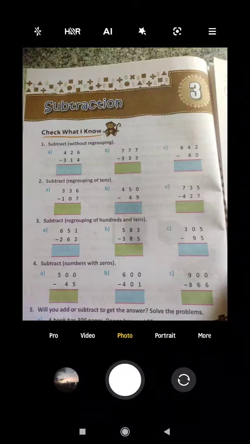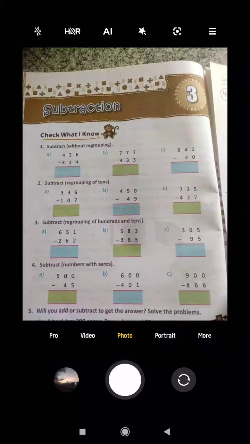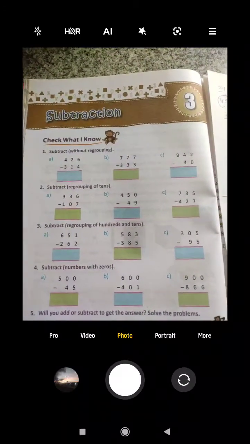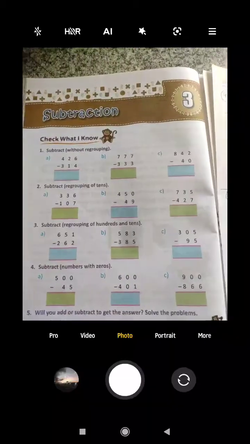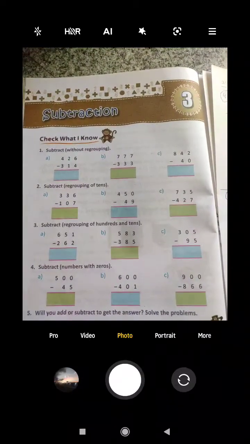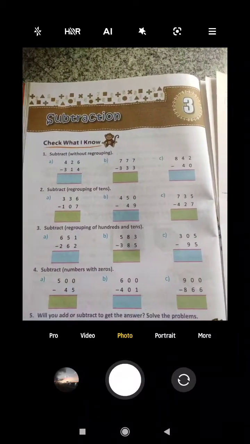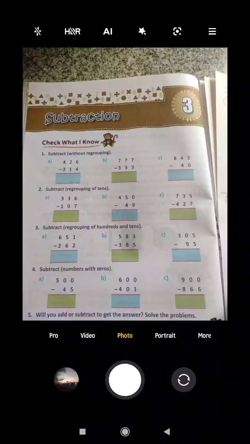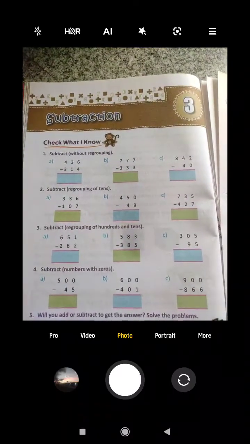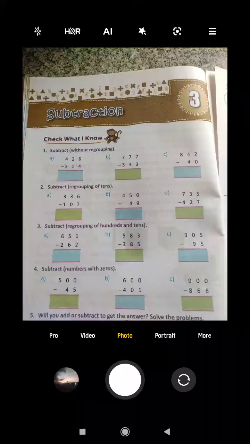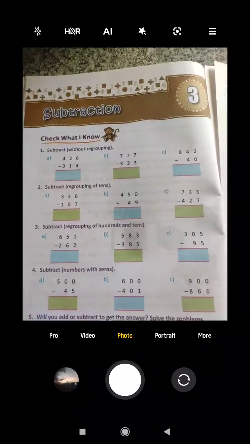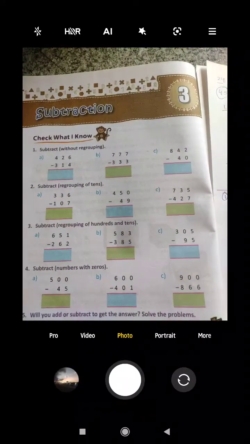It is 426, after that 314. So how will you do it? 6 minus 4 it is 2, 2 minus 1 it is 1, 4 minus 3 it is 1. So this is your answer. Fine. Now I will show you one more, that is number 2.